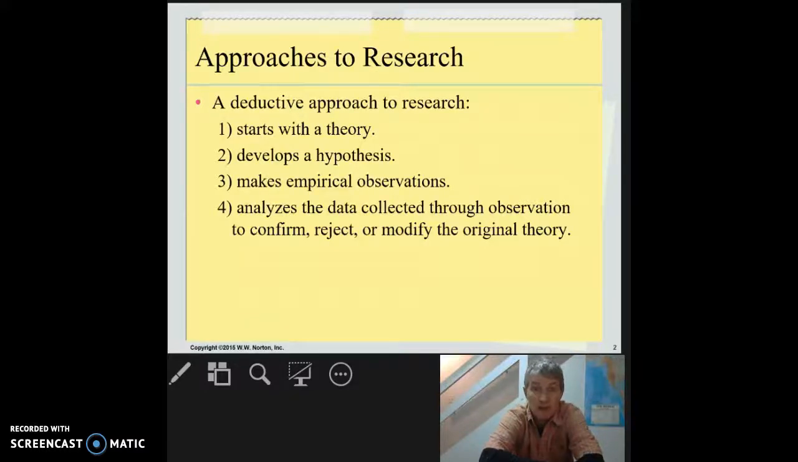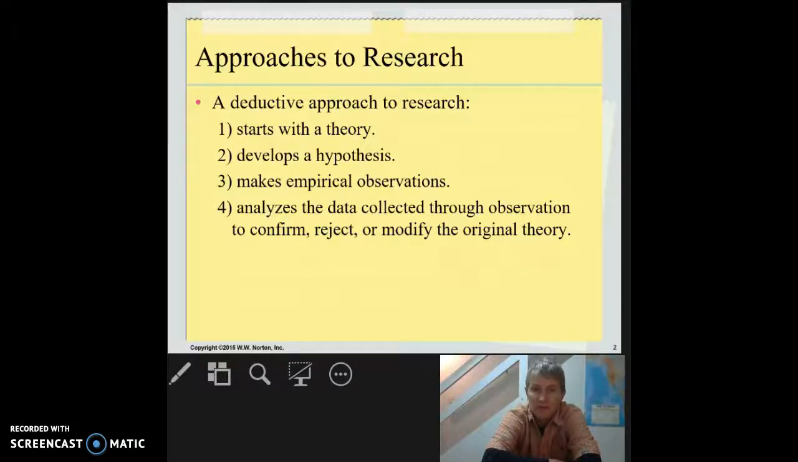There are some primary approaches to research. There's the deductive approach to research. This, of course, starts with a theory, develops a hypothesis, makes empirical observations based on that hypothesis, and then analyzes the data collected through the observation to either confirm, reject, or modify that original theory.